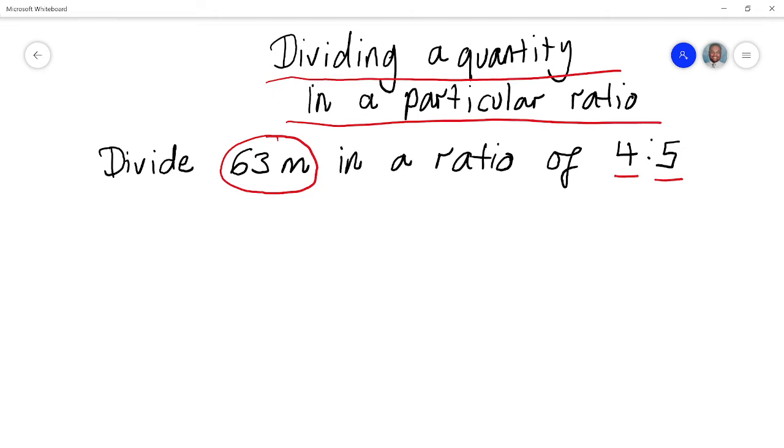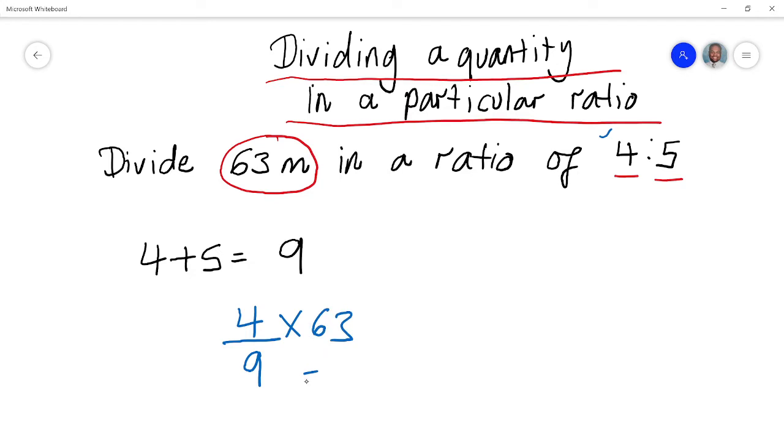All right, so the first thing we need to do here is add the numbers. So that's going to be 4 plus 5, and that's going to be 9. So we want to find out the ratio of 4. What does that correspond to, and what does 5 correspond to? So technically, we've gone 4 plus 5, that's going to be 9. And what we'll do is we want to get 4's share. So that's going to be 4 divided by 9 times 63. All right, and that's going to give us 28. So that's the share of 4.